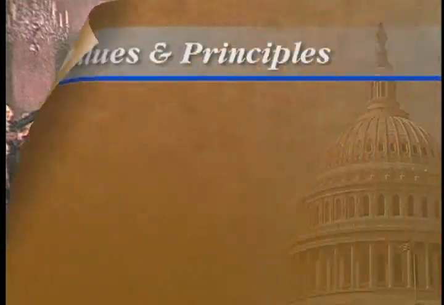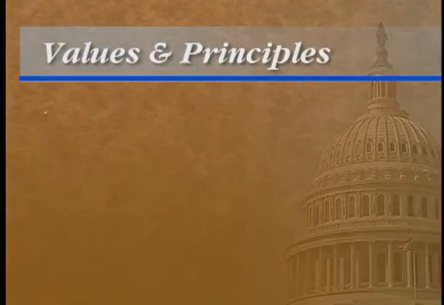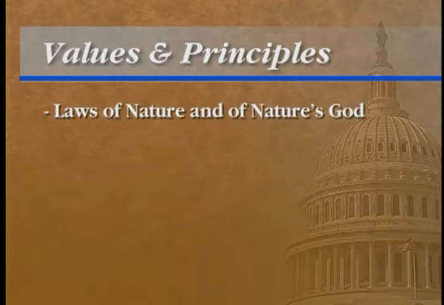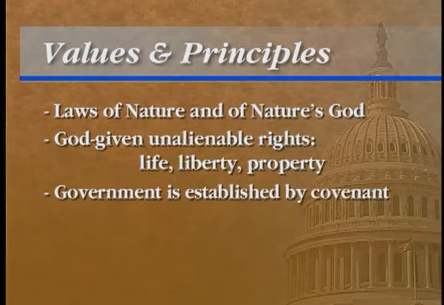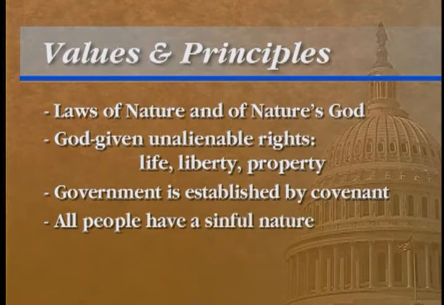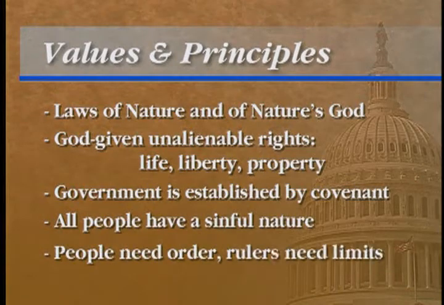Now, we could say that the delegates agreed on certain basic principles. They agreed that there is a higher law, the laws of nature and of nature's God. They agreed that part of that law of nature is that there are God-given unalienable rights: life, liberty, and property. They agreed that government is established by covenant or contract, giving government only such limited power as the people delegate to it. They agreed that all people, rulers included, have a sinful nature, and so they would say people need order, but rulers need limits.